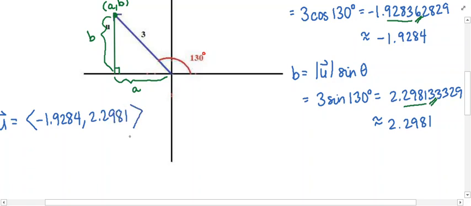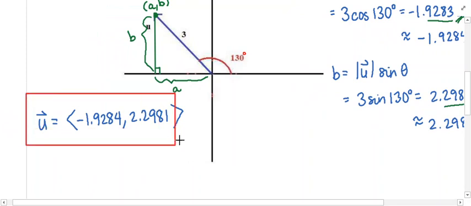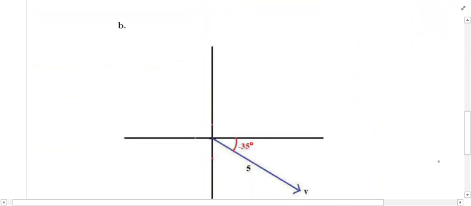Okay, and so this is the answer we are looking for, writing this vector in component form. Make sure you put the brackets that look like angles, because if you put parentheses, that's referring to an ordered pair, just a point. You want to write down a vector, so you have to use vector notation. All right, let's try the one in part B.